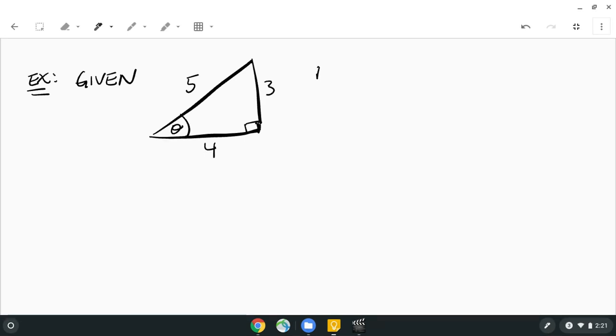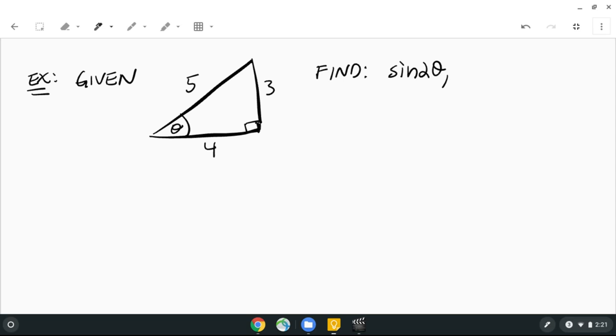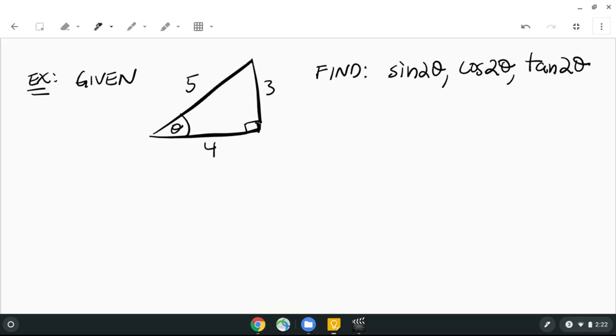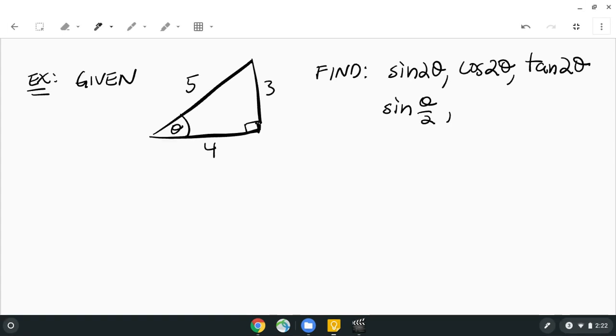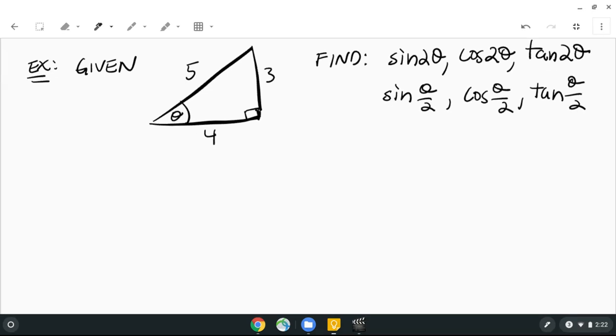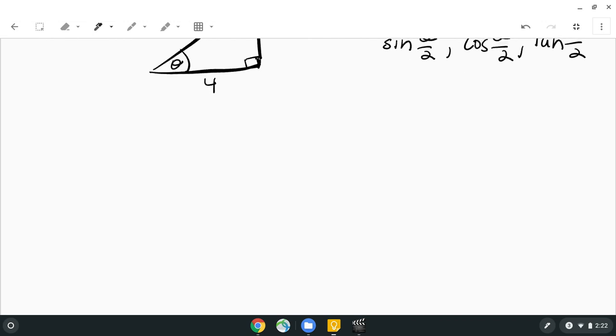And suppose that you are asked to find sine 2 theta, cosine 2 theta, and tangent 2 theta. And then we'll also find the half angle. So we'll do sine theta over 2, cosine of theta over 2, and tangent of theta over 2. All right, so let's start with the double angles.